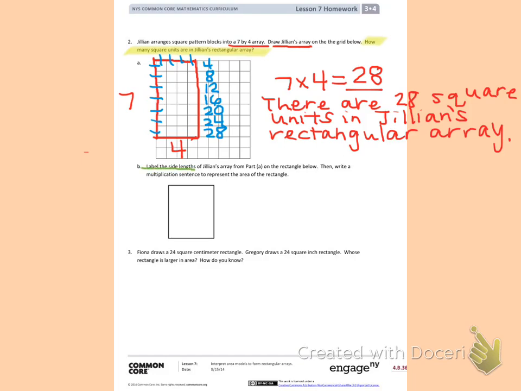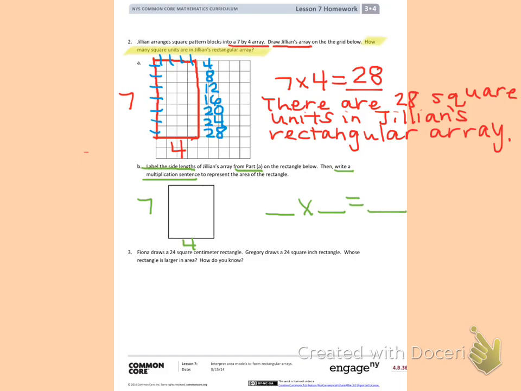Label the side lengths from part A. Write a multiplication sentence. Okay, this is easy. I know that the side length of the longest sides was 7. And I know that the side length from the shorter sides was 4. Now it says to write a multiplication sentence to represent the area of the rectangle. We already did that above. You go ahead and do it here.